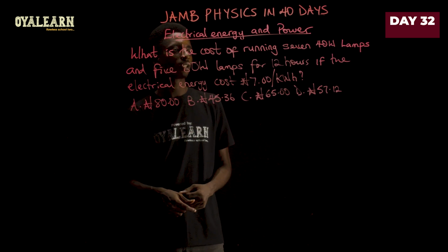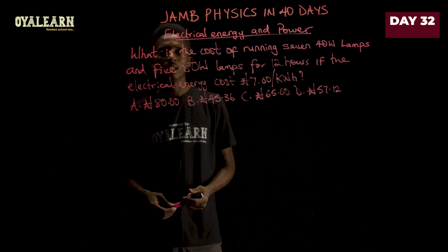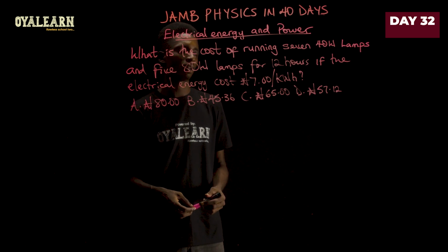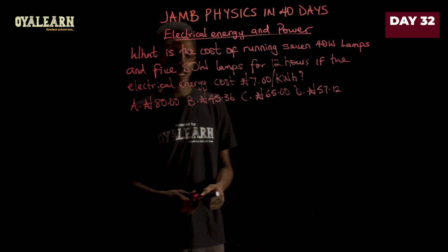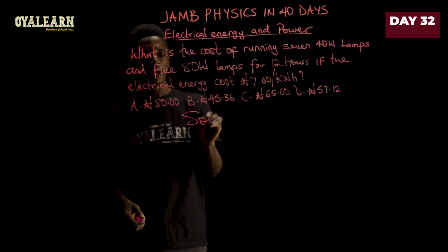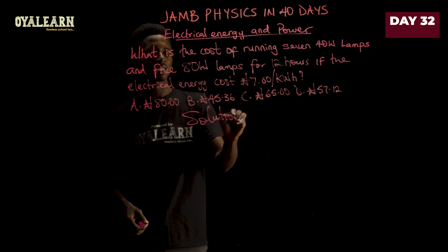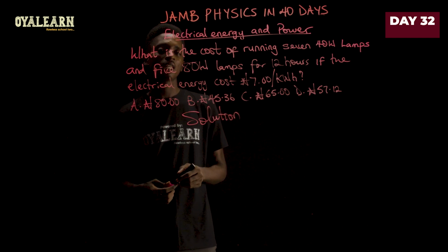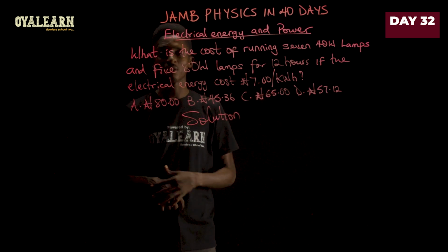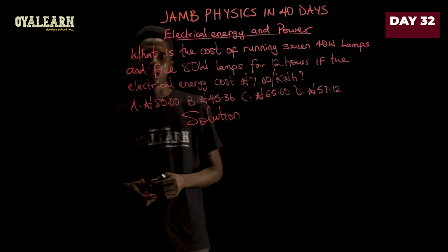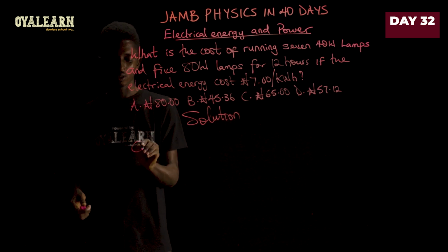What is the cost of running 7 40-watt lamps and 5 80-watt lamps for 12 hours if the electrical energy costs 7 naira per kilowatt hour? So to solve this, we have to multiply the total energy in kilowatt hour by the cost, which is 7 naira per kilowatt hour. So let's solve.